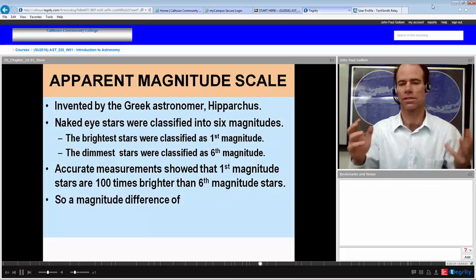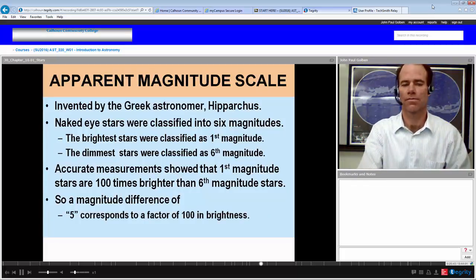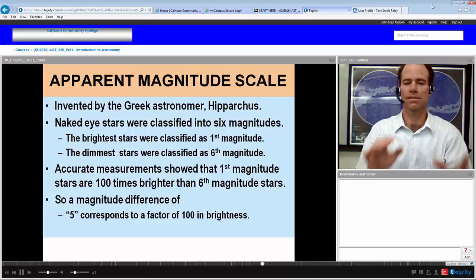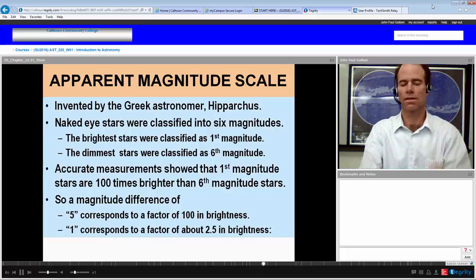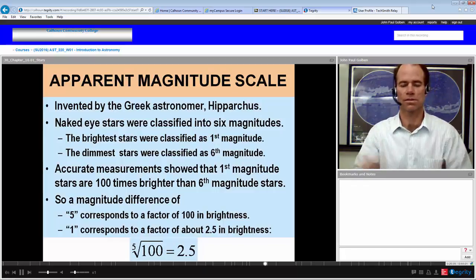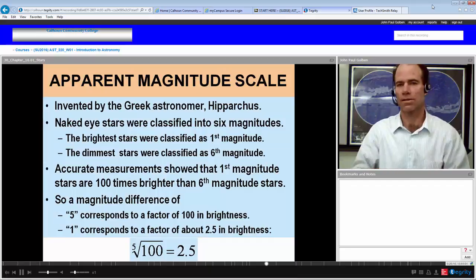So as we continue to use this scale, a magnitude difference of 5 from 1 to 6 corresponds to a factor of 100 in brightness. So that means each magnitude difference of 1 corresponds to the fifth root of 100, which is about 2.5. The fifth root of 100 is about 2.51, so we can just round that to 2.5 and say that every time you move 1 on the magnitude scale, you're going a factor of 2.5.